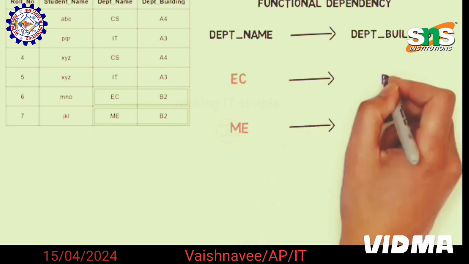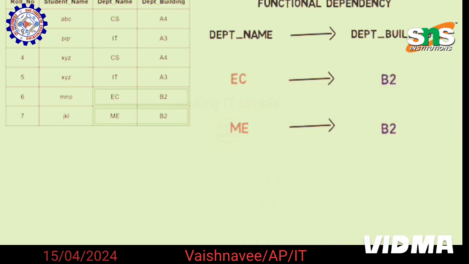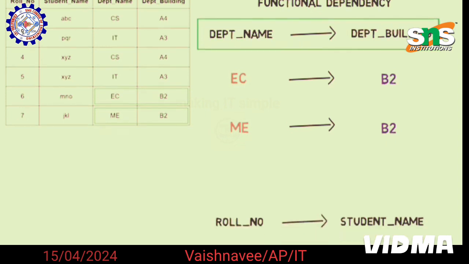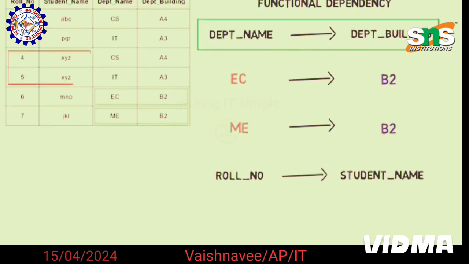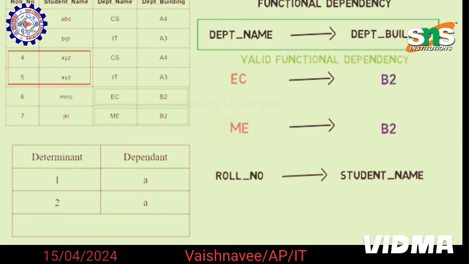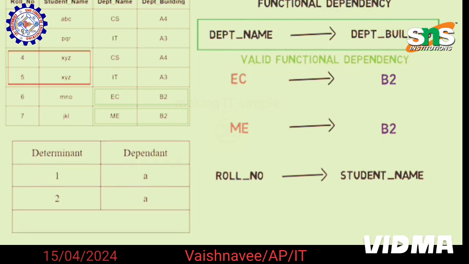Using a similar functional dependency as used previously: department name determines department building. When we consider the department ECE, it determines building B2, and the department ME also determines building B2. Here in this case we have two different determinants, but the corresponding dependent values are the same. Is this a valid functional dependency? Yes, it is a valid functional dependency. There can be two departments present in the same building.